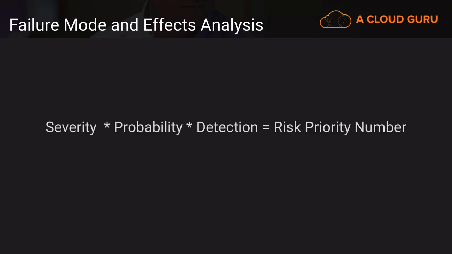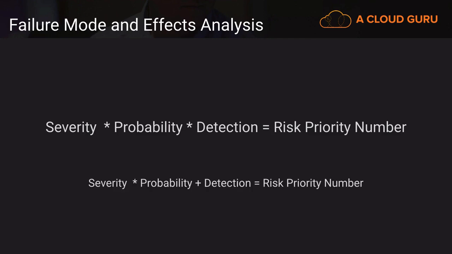Take the severity of the situation or the problem, multiply it by the probability, then multiply that by our ability to detect it. And that's going to come together to create something called a risk priority number, or RPN. And the formula itself is really arbitrary. It just is a way to compound three different aspects into one. Some people also use this formula here, where it's severity times probability plus detection.